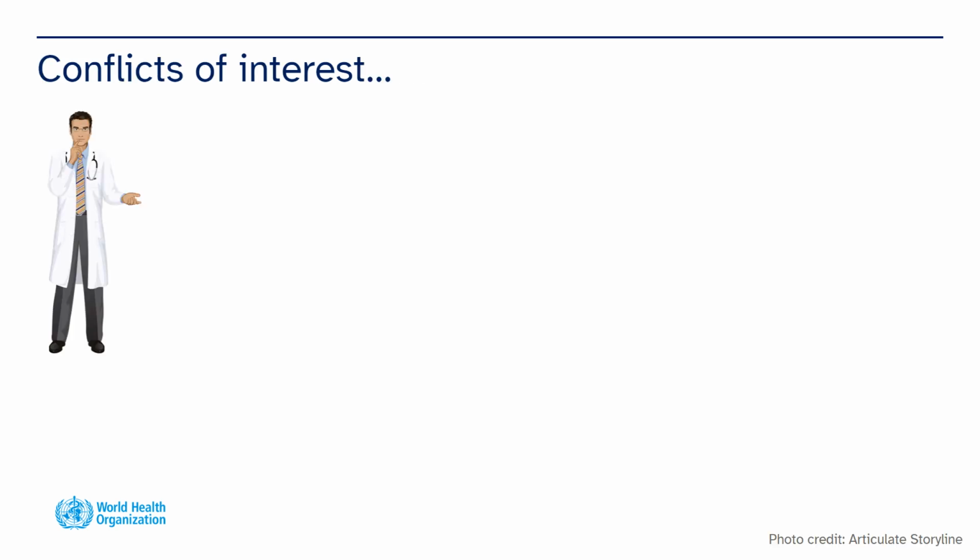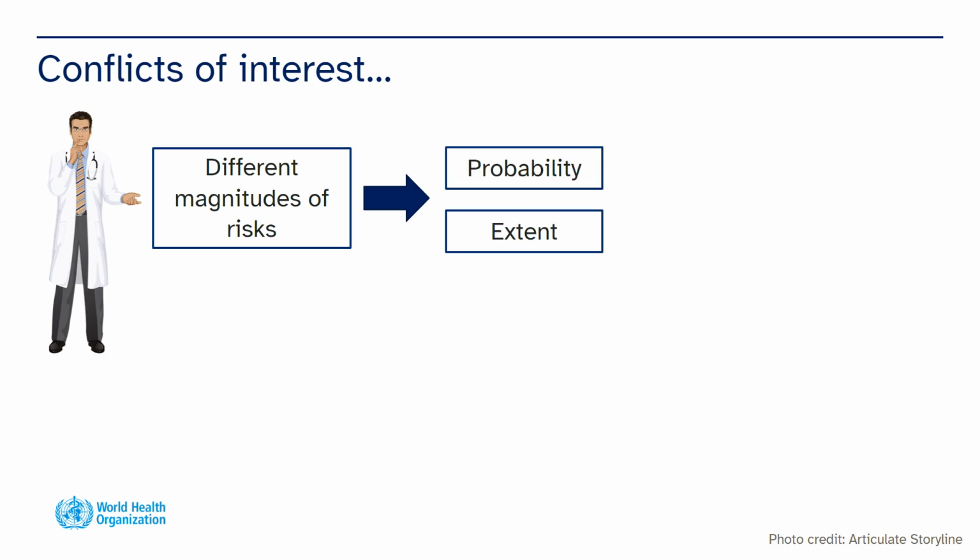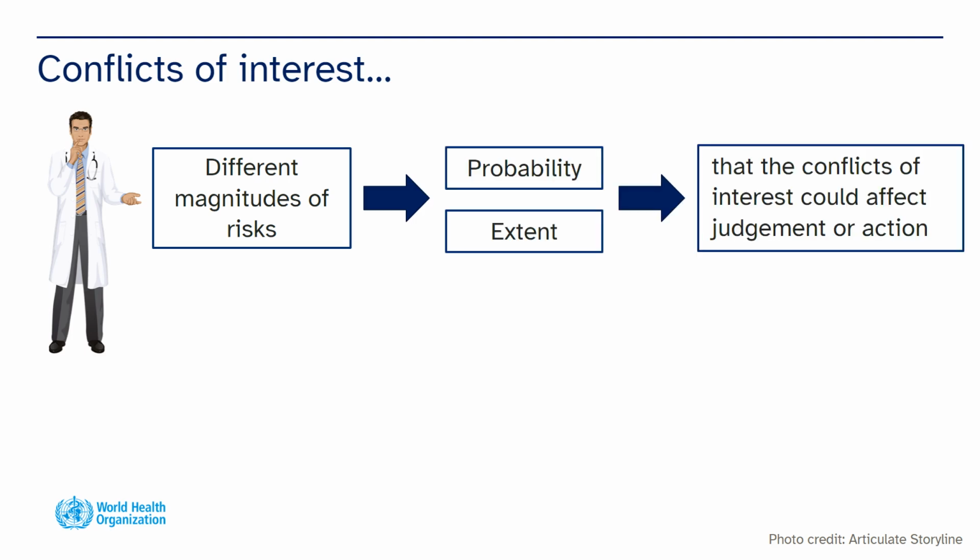Conflicts of interest can be difficult to recognize and assess. And not all conflicts of interest have the same magnitude of risk with regards to the probability and extent to which the conflict of interest could unduly influence decision-making. It is therefore essential to ensure that the primary interests of an official or a committee member, and the secondary interests that could constitute a conflict of interest, are clearly defined and understood.